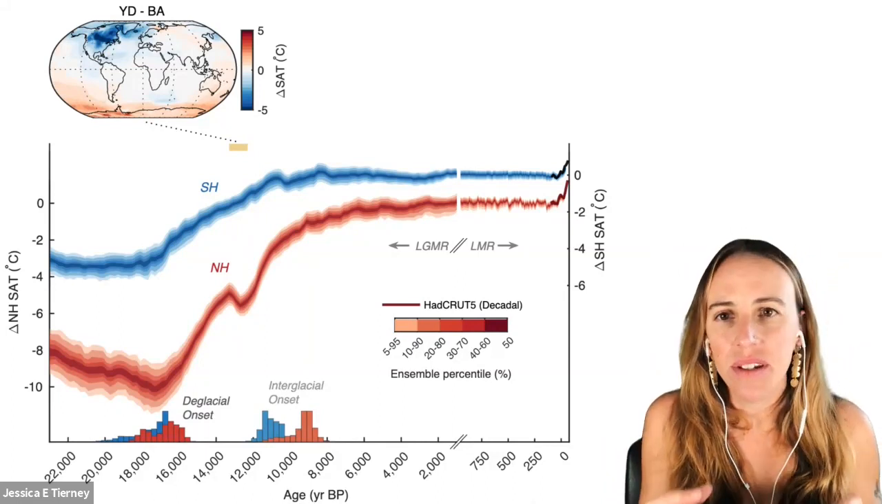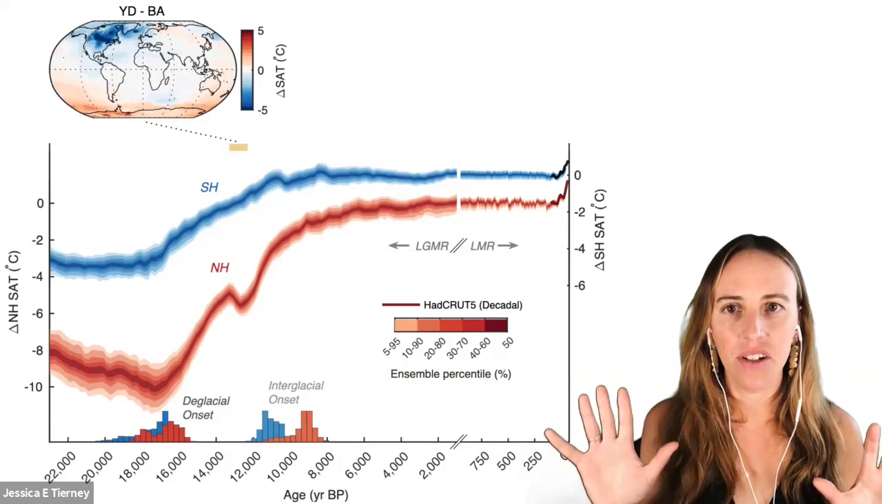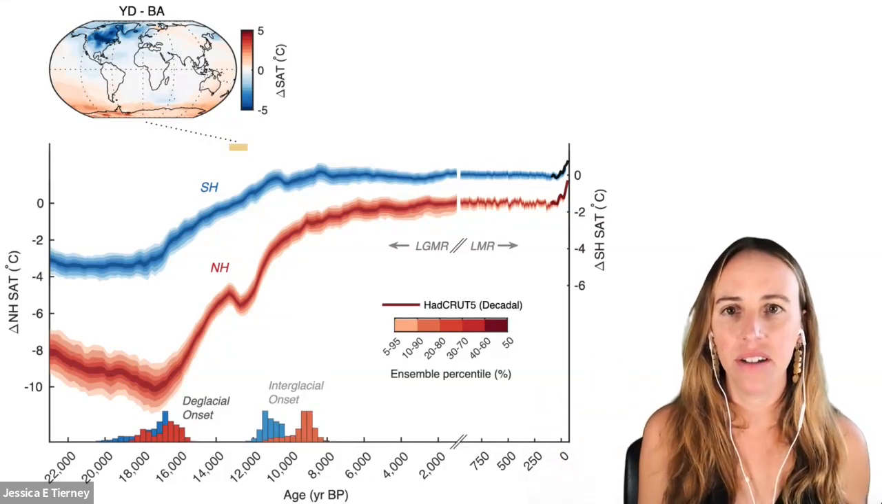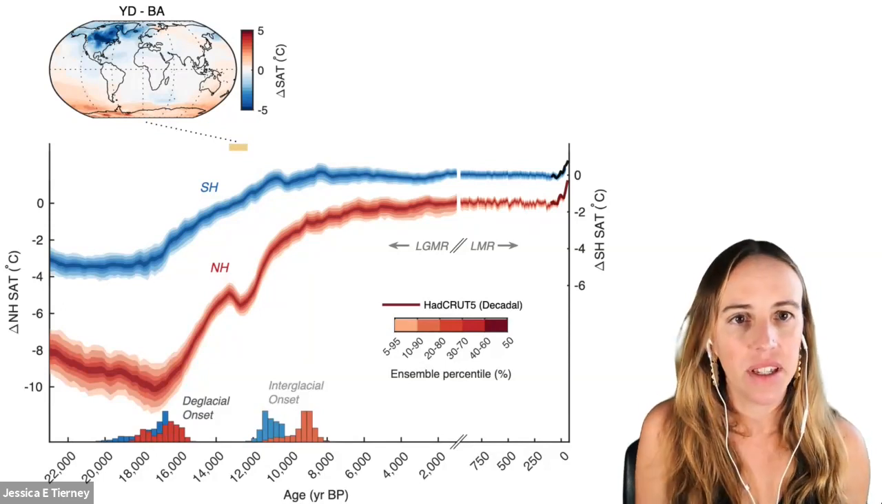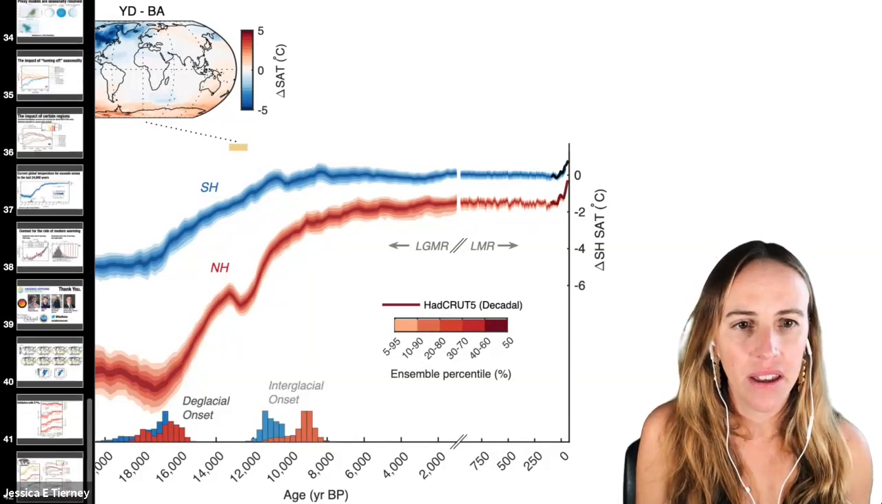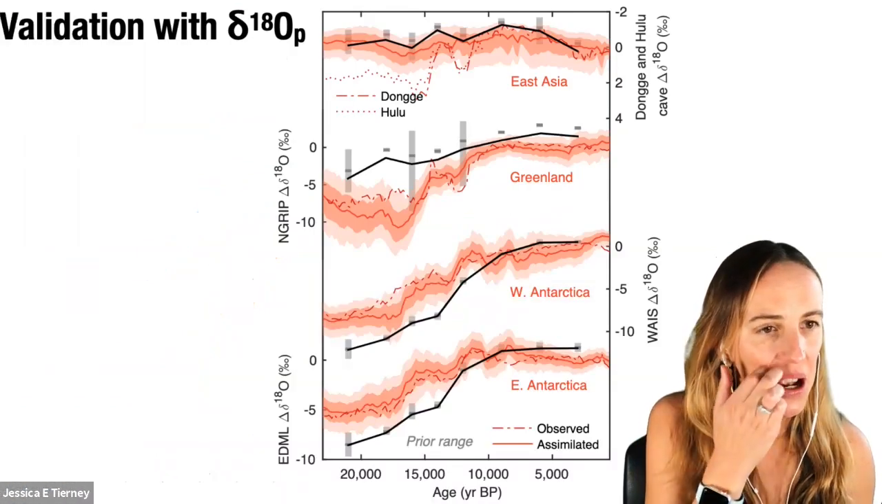I should say we didn't assimilate ice cores. We actually held them out as independent validation where, again, the ACR is really well expressed. But we did compare to the ice cores, and I'm just going to check there.